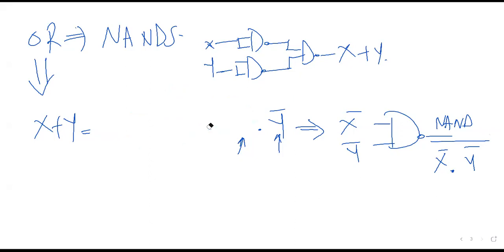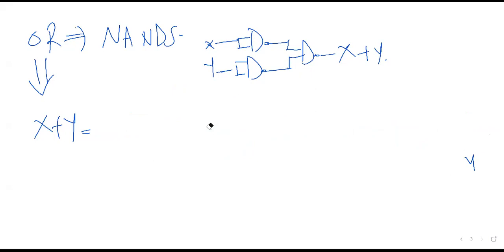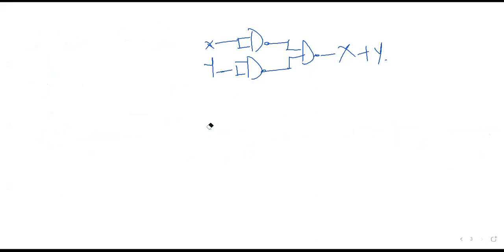You need to know how to manipulate your functions so that you get the logic diagram which is required of you. If I have an OR gate, I know it looks like this. But how do I get there? How I get there, I manipulate the OR expression, which is x plus y.